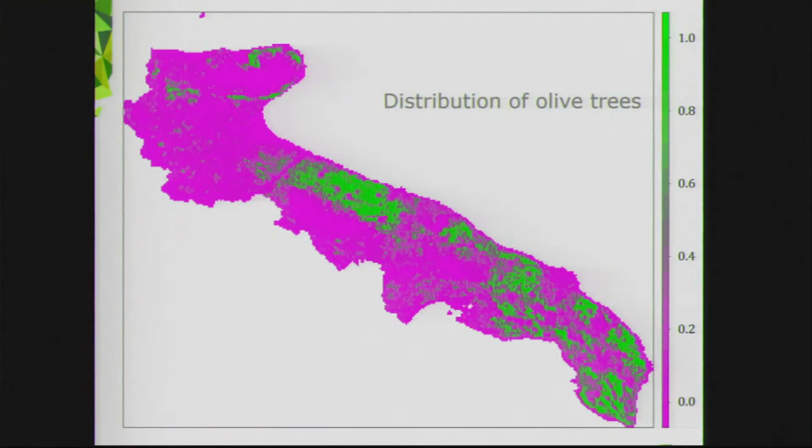So to run the model, we used a gridded distribution of olive trees in Apulia, as we see in this map, with higher densities of olive trees shown in green.